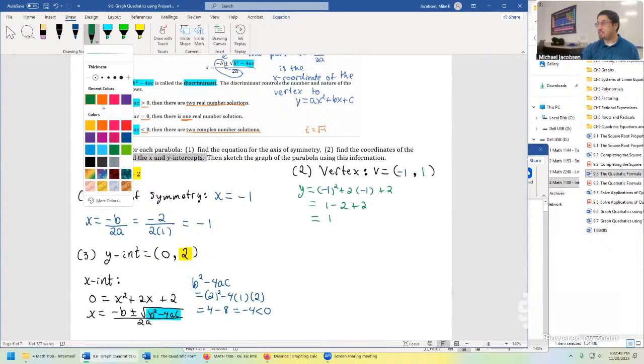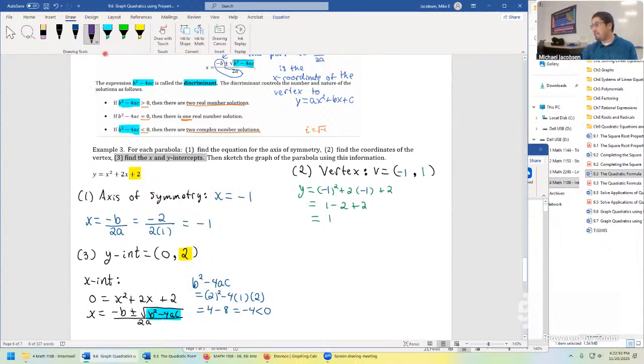Well, that's a problem as far as intercepts go. 2 complex number solutions means there are no x-intercepts, because x-intercepts require a real solution. If the discriminant was 0, we'd have 1 real number solution. So this would mean 1 x-intercept. And when it's positive, that's when the plus and minus actually is adding or subtracting a positive quantity. That's when there are 2 x-intercepts.